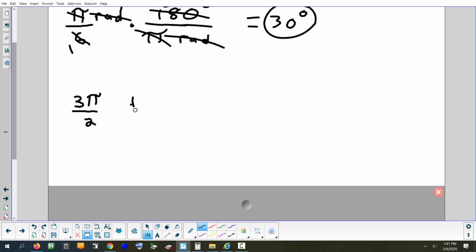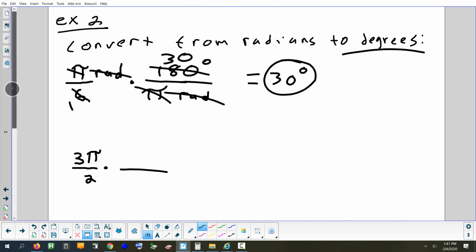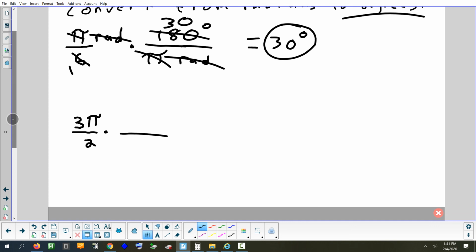All right, let's try this one, but now you got to get used to pi, the radian not being there. Same directions. Convert from radians to degrees. Right, so Taylor, what number is going to go in the bottom? Pi. Pi, right? Because you have an invisible RAD in the top. So put RAD in the bottom. So that way it cancels.